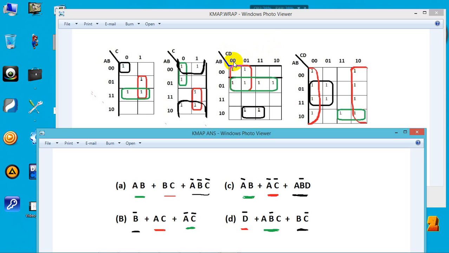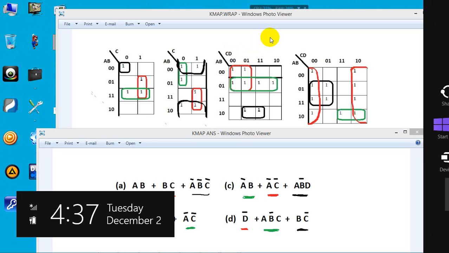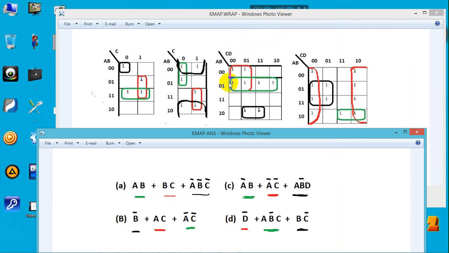We see that D was moving from 0 to 1. It means we knock it out. That is the reason why here we have only A complements B. A complement B. Now we want to take the red group 2 into consideration.